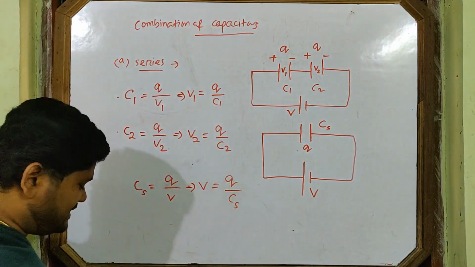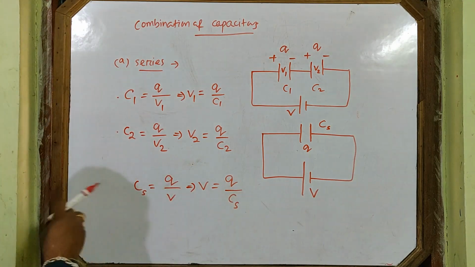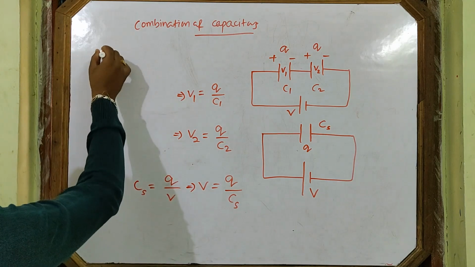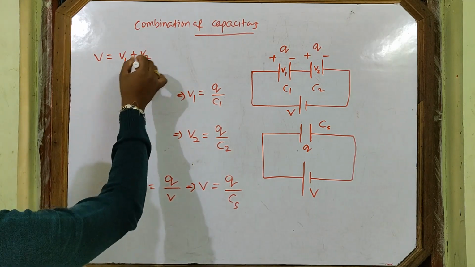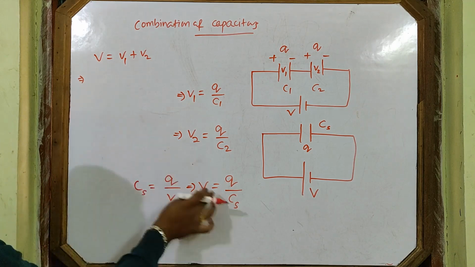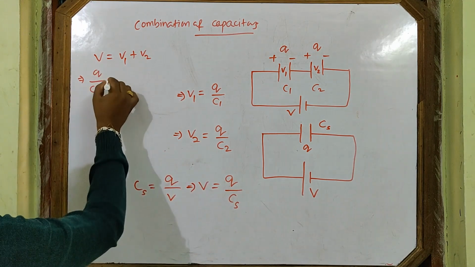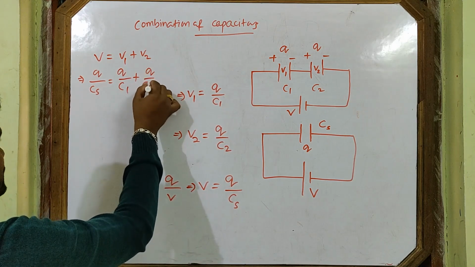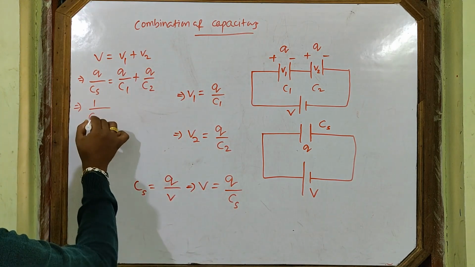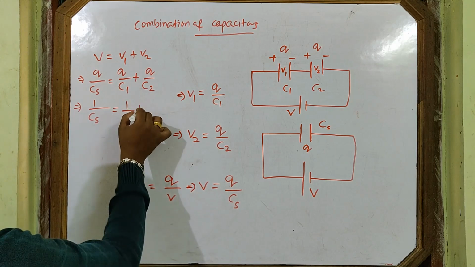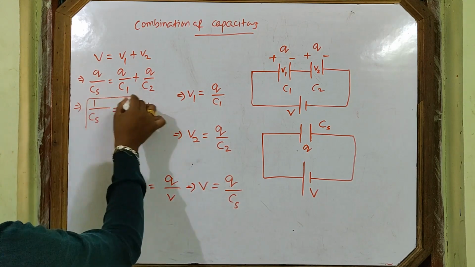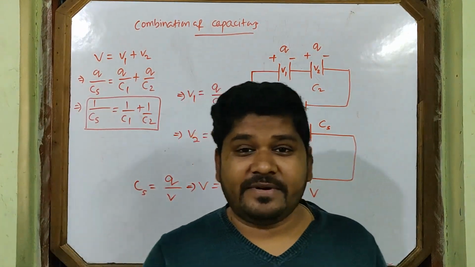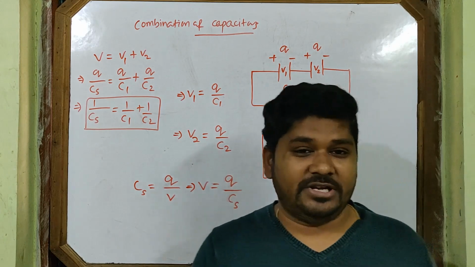Now as potential divides, V is equal to V1 plus V2. What is V? Q by CS. What is V1? Q by C1. What is V2? Q by C2. So 1 by CS is equal to 1 by C1 plus 1 by C2. This is the expression for effective capacitance in series combination.